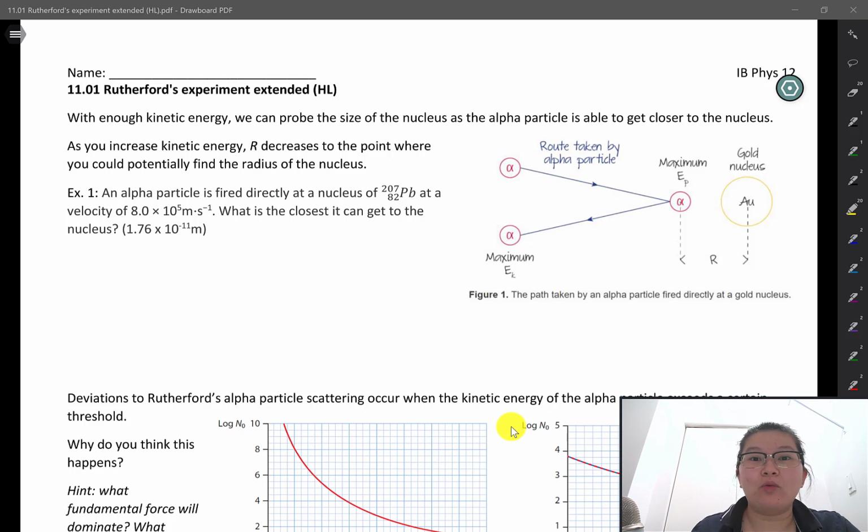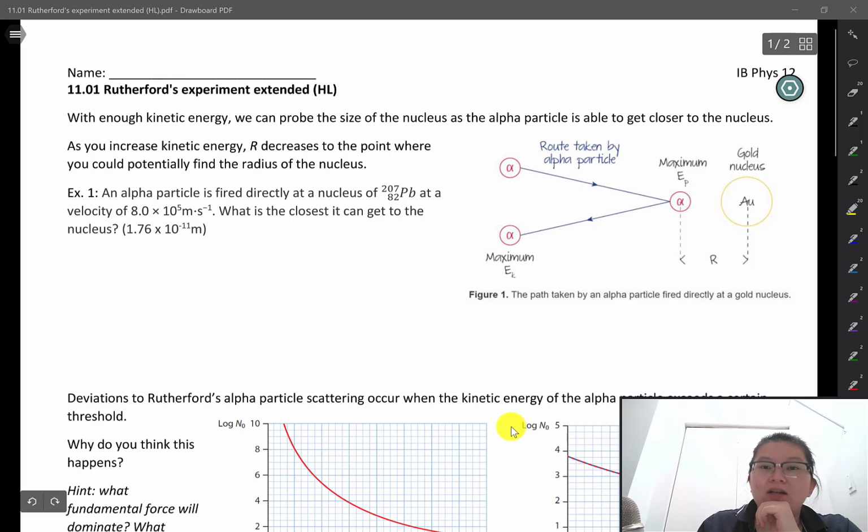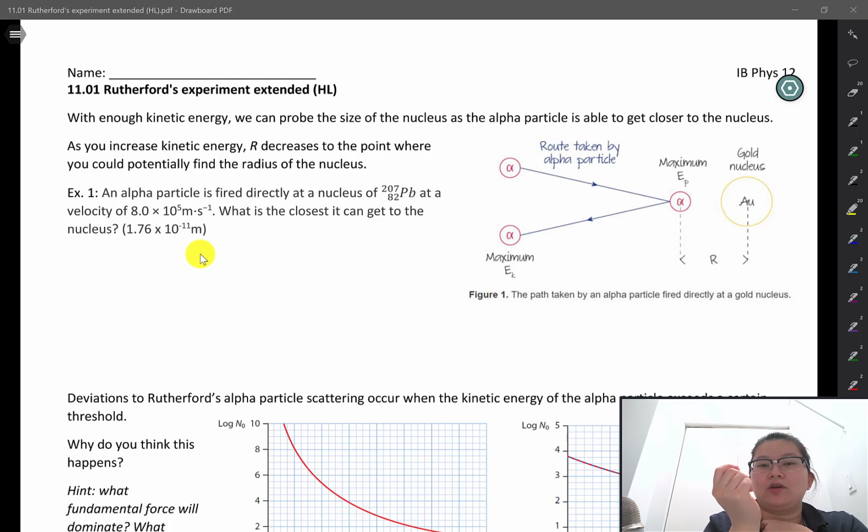In this video, we are going to talk about Rutherford's scattering experiment. We're going to do one very classic example: if an alpha particle is fired directly at a certain nucleus, how close can it get before it comes to a stop? And this is assuming this is a head-on collision.